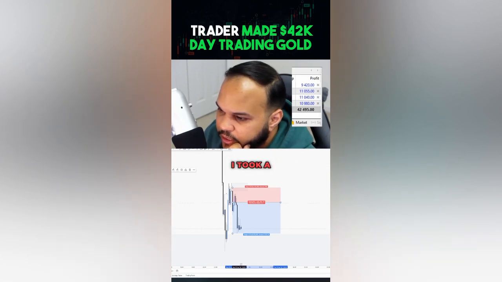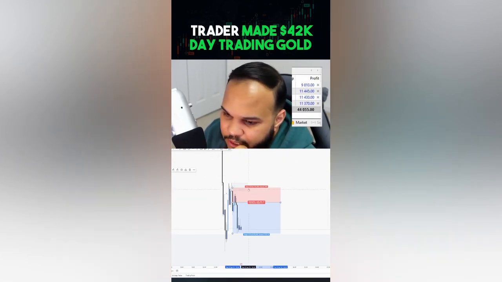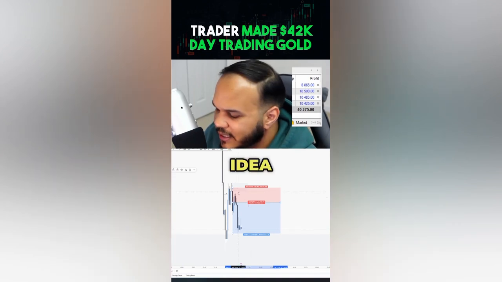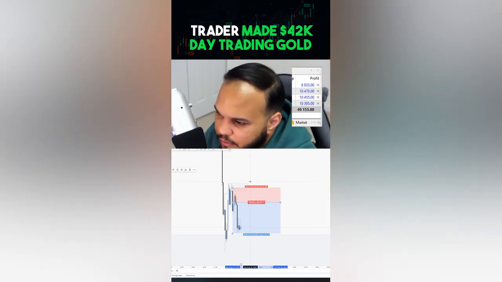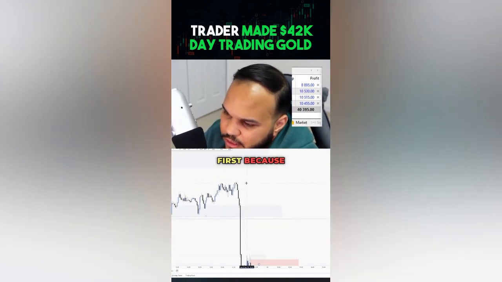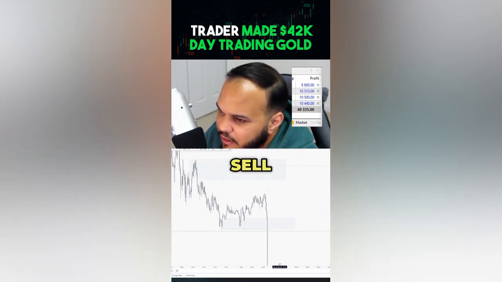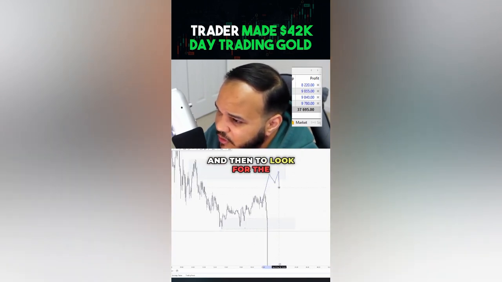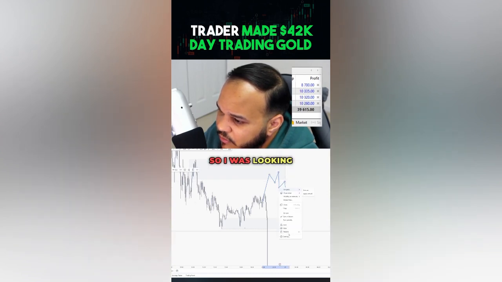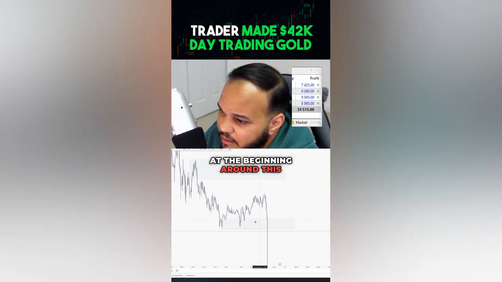You guys can see here, I took a sell just a couple minutes ago. I'm up $41,000. And the whole idea behind this trade was super simple. First of all, I was looking for buys first, because I have the idea for the sell around this 1 hour order block. I was looking for the market to get here and then to look for the sell around here. So I was looking for buys at the beginning around this level right here.